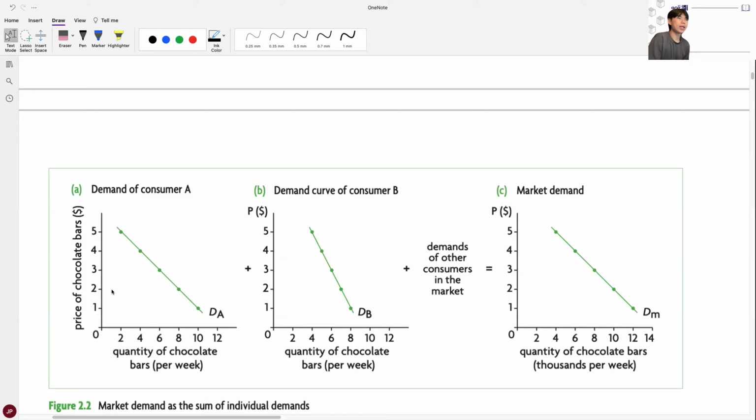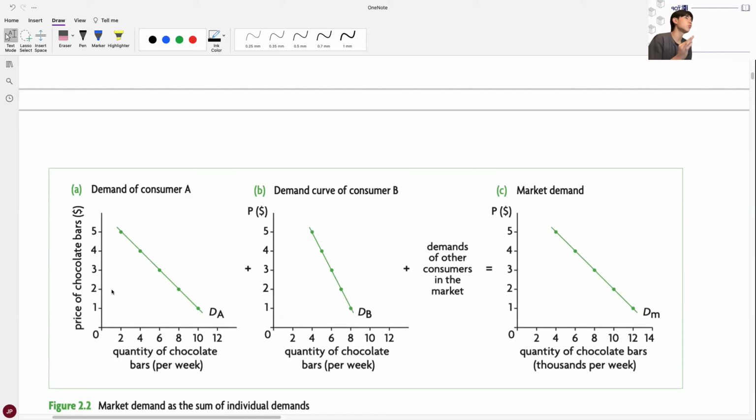So when we say there is a price determinant, as in when price changes the demand, there is a movement along the curve. That's what we call it. Please remember that. So when the price of chocolate drops from $5 to $3, there has been an increase in demand by 4, because it went from 2 to 6. So there has been a movement along the curve and the demand has increased by 4.